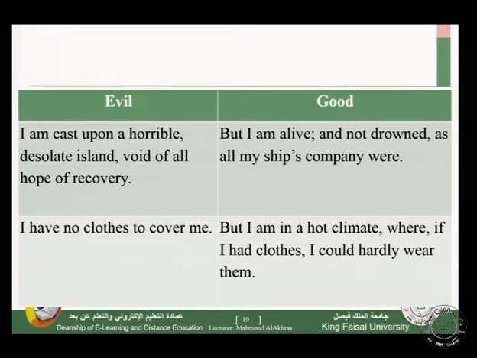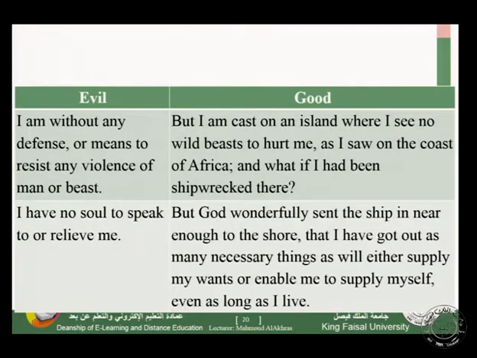Another situation, I have no clothes to cover me. I don't have any clothes to cover me. He says that. But the good thing about this situation: but I am in a hot climate. The climate in his place is very hot, so there is no need for clothes. But I am in a hot climate where if I had clothes, I could hardly wear them. Even if I have clothes, I will not wear them. So we can see I have no clothes, but the climate is the positive or good thing about this situation. The climate is very hot. Let's see another situation.